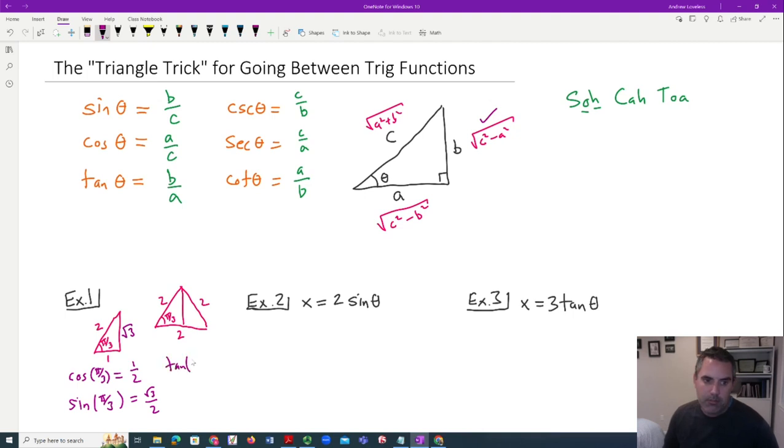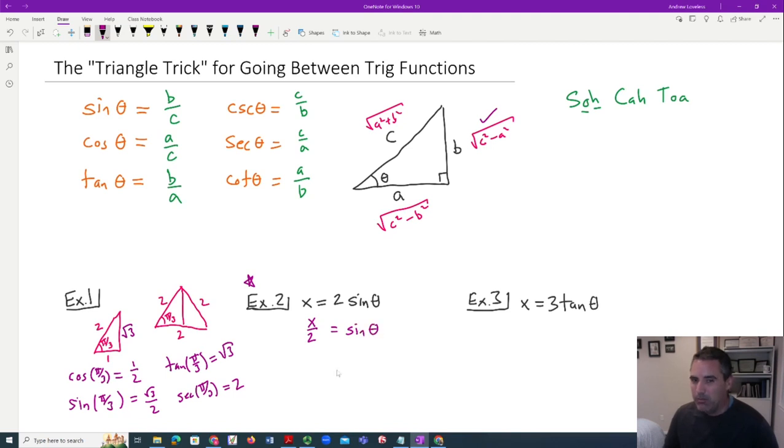Similarly, tangent of pi over 3 is opposite, so it's square root of 3. And you could get all the other ones, right? So you have secant of pi over 3 is equal to 2. And you can keep going. But once you know one of these, you know all the rest. Okay, so here's how we use this in calculus, is we often encounter things where we know a certain substitution. And what we're going to do is we're going to rewrite it as a fraction.